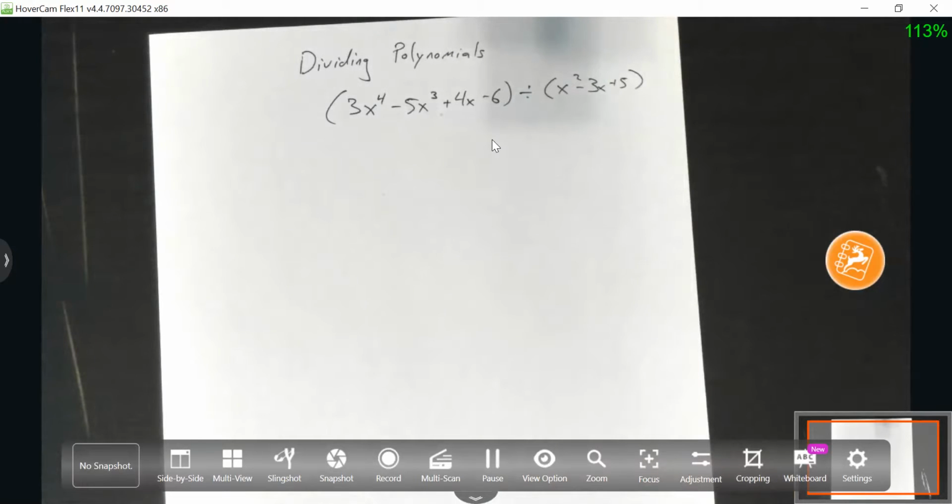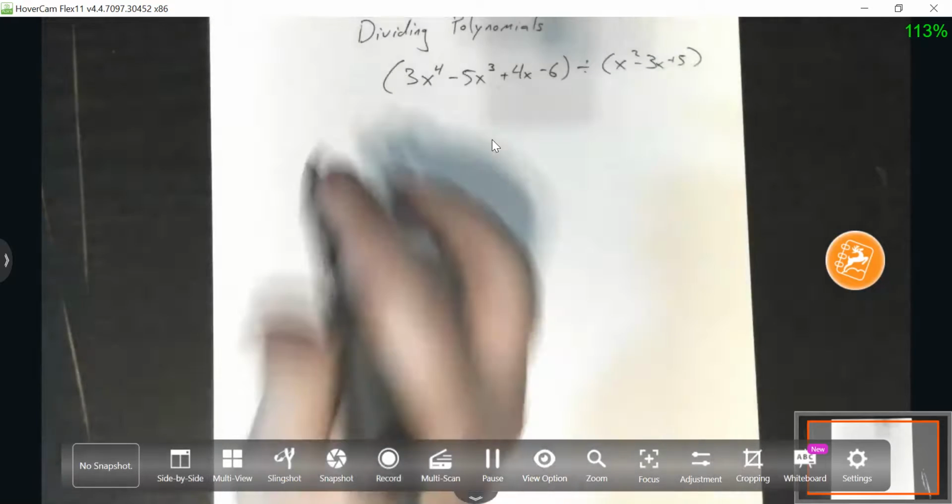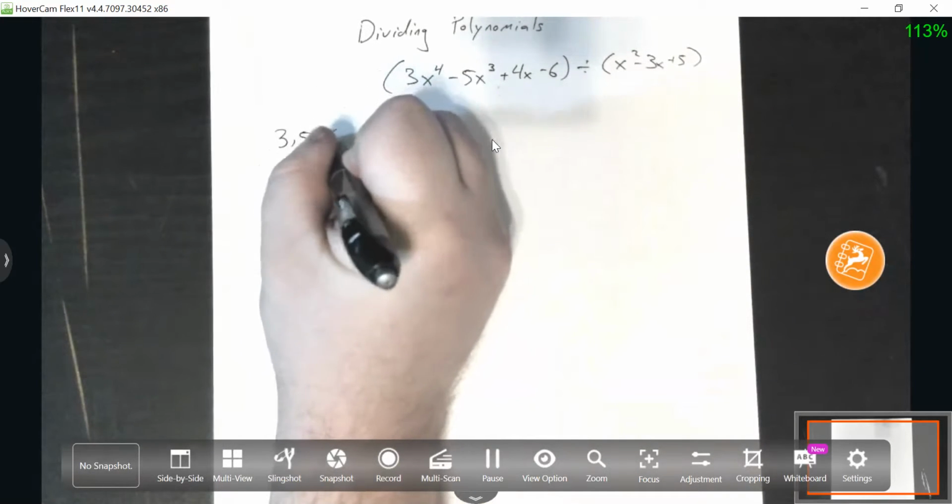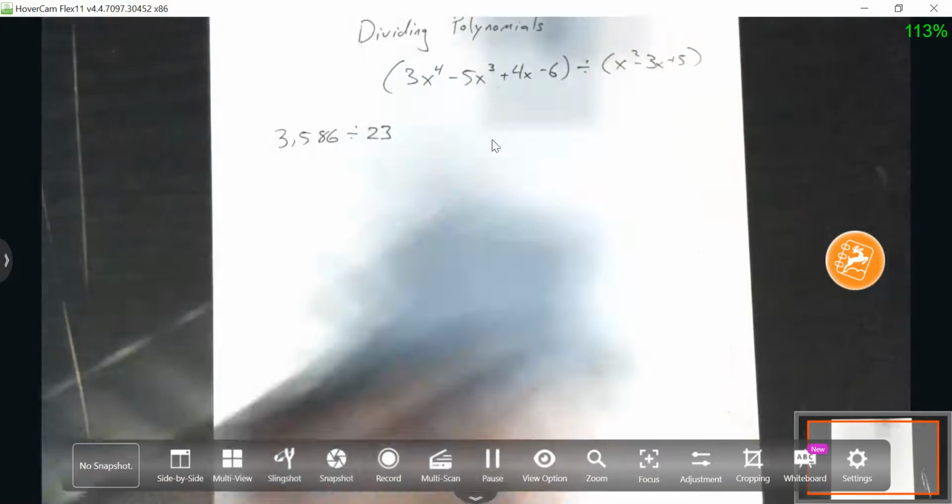At its heart, there's a couple different ways we can divide polynomials. Much further down the line, you'll talk about actually factoring everything and cross-canceling. But if we're talking about things that are not factors of each other, then we really have a couple options. So think way back to 4th grade, 5th grade, when we did long division. Let's say we had 3,586 being divided by 23.